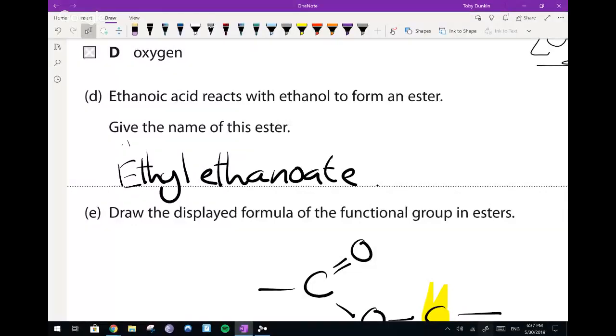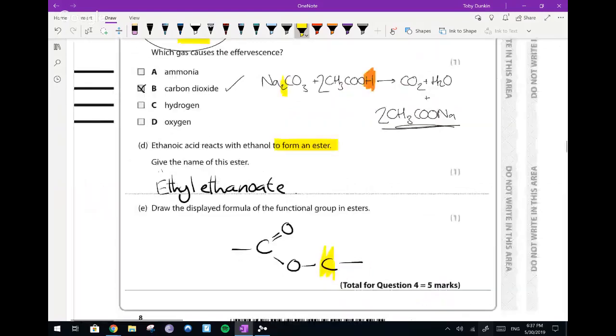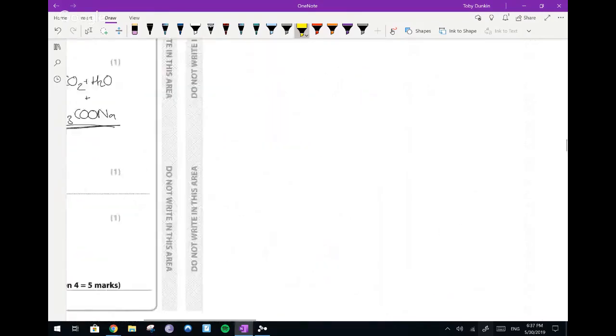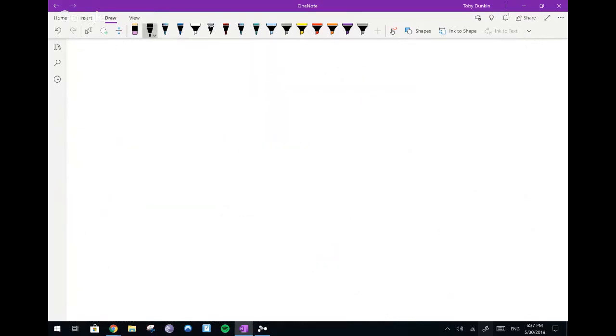Ethanoic acid reacts with ethanol. Right, this is part of the brand new spec of the Edexcel iGCSE. Ethanol to form an ester. Give the name of this ester. Right, let's break this particular question down. So I've been given, I'm going to make my pen a little bit fatter for this particular situation. So I've got ethanoic, let's have a look at what ethanoic acid looks like. So there is ethanoic acid in its full glory.